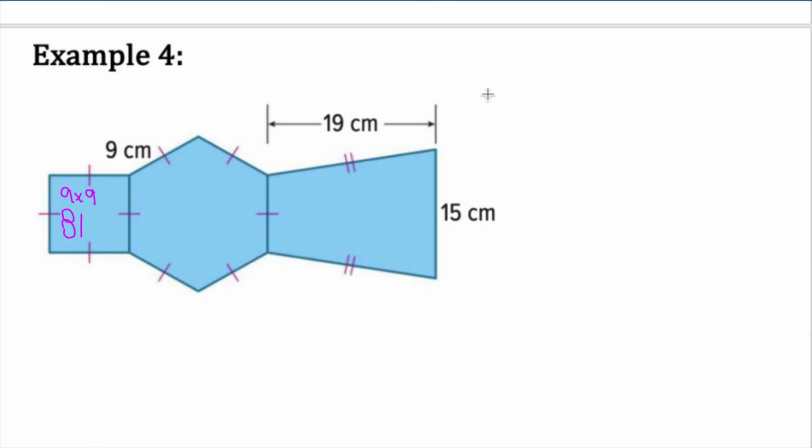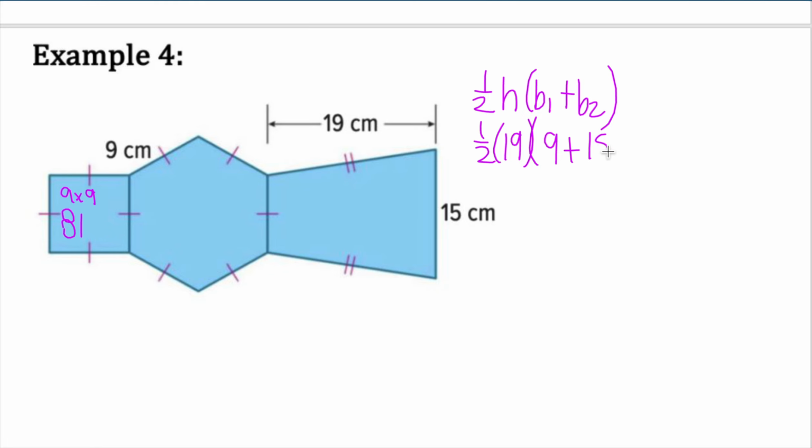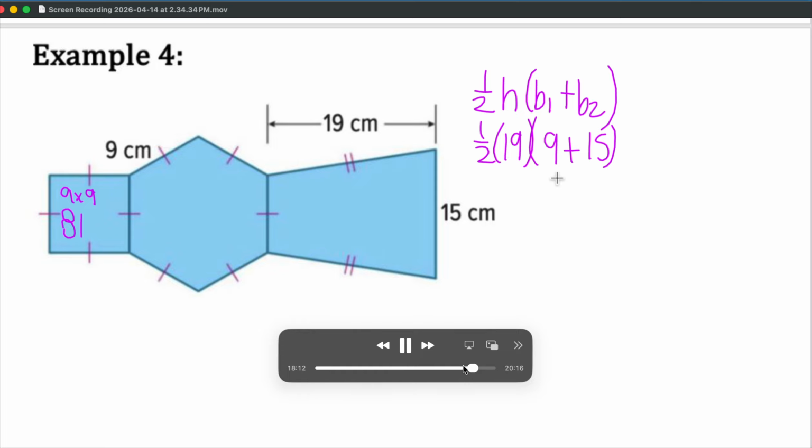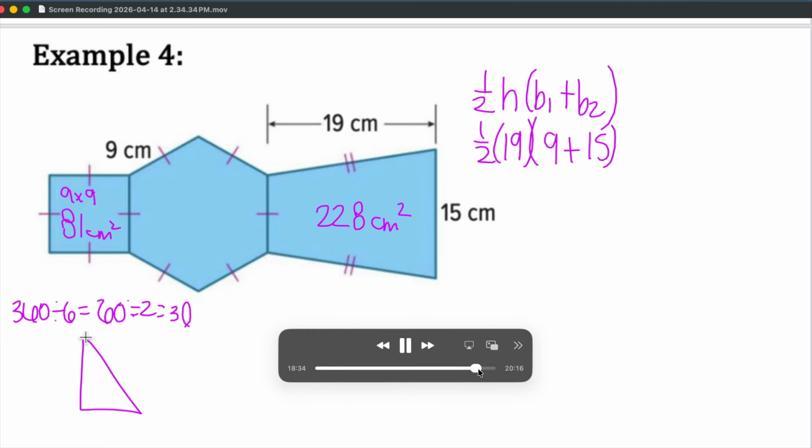The second figure I see is a trapezoid. I think a trapezoid is easier to find than a hexagon, so I'm going to go and start with that one. Trapezoid's formula is 1/2 height times the sum of the bases. So the height is 19, and your bases are 9 and 15. 9 plus 15 is going to give me 24. So I'm just going to do 24 times 19, and then divide that by 2. Fast forward here just a little bit, and I'm going to get 228.